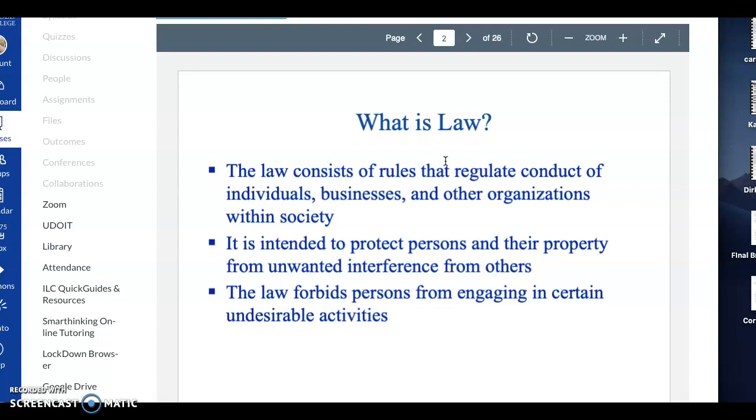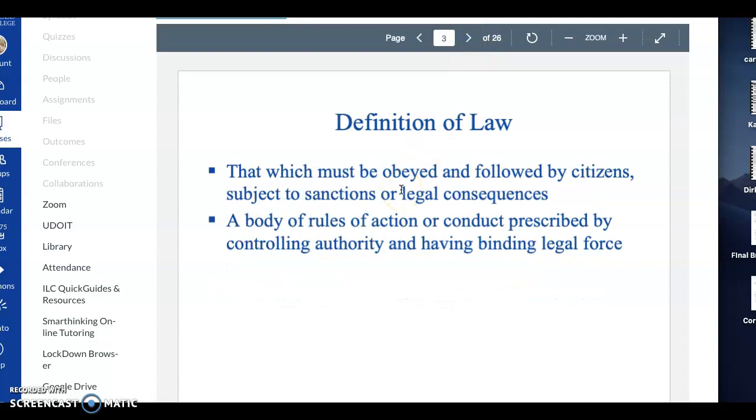And then the law forbids persons from engaging in certain undesirable activities. So public intoxication, murder, obviously we have a sliding scale, but there's lots of laws that contribute to disallowing people to do undesirable behavior. The definition of law in your book is that which must be obeyed and followed by citizens, subject to sanctions or legal consequences. If you break a law, you're going to owe a fine or you're going to be incarcerated. You potentially could owe money to another party. It just depends on what type of law you break.